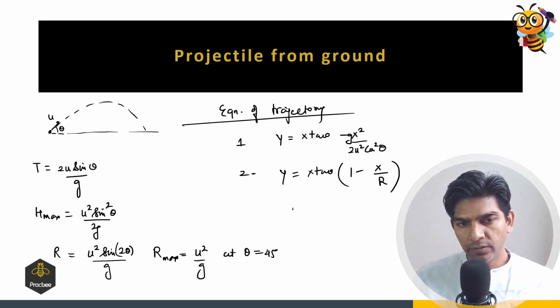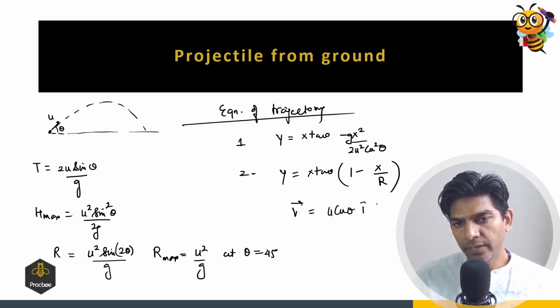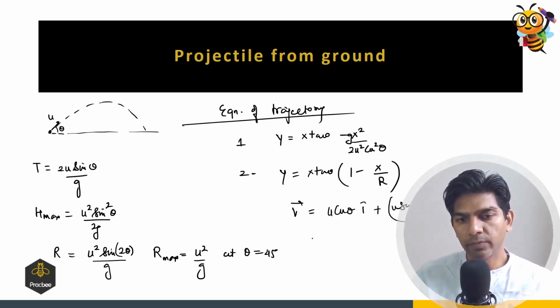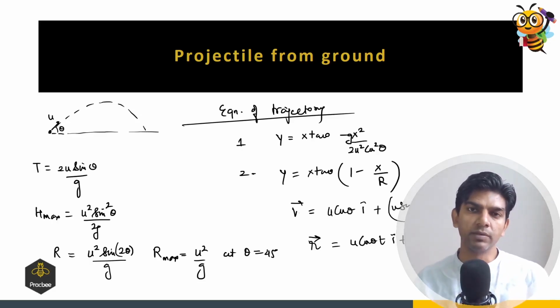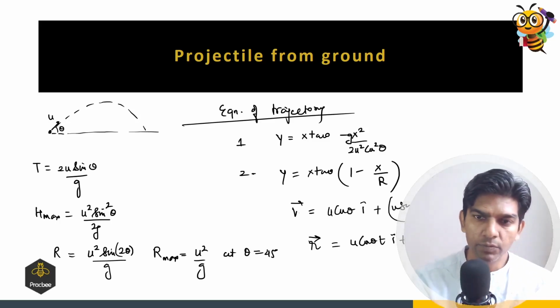And if we want to find the velocity, so velocity will be u cos theta i cap plus u sin theta minus gt j cap at a particular time. And if you want to find the position vector, that will be u cos theta t i cap plus u sin theta t minus half gt square j cap, right? So these formulas we have to keep in our mind. Now let us see some of the questions.